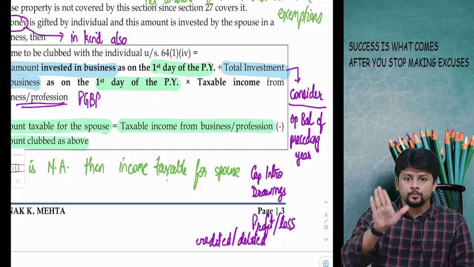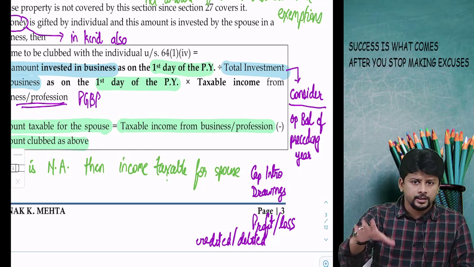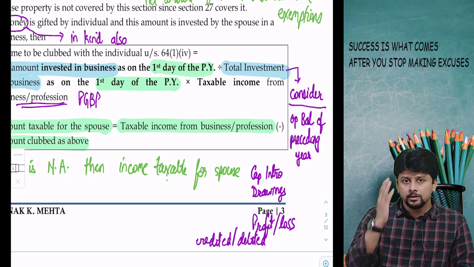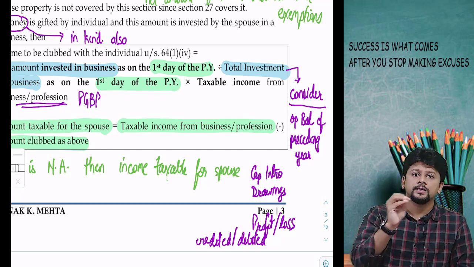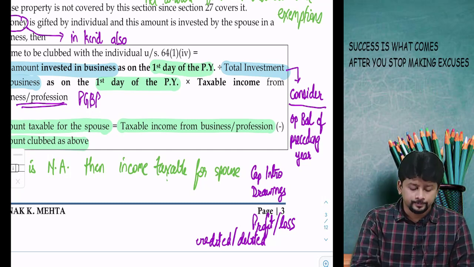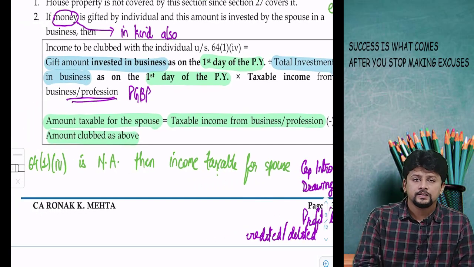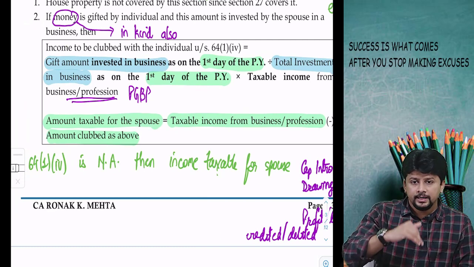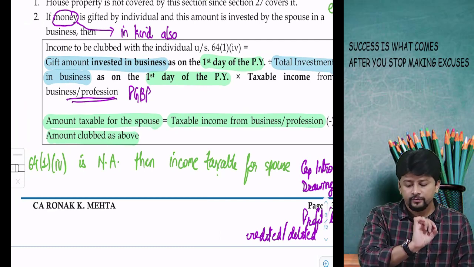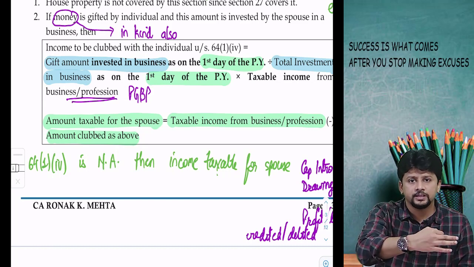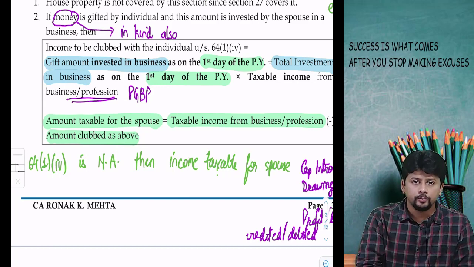You will have to prepare a proper capital account. You need not prepare it properly and show it in the solution. You can just do it as a rough working. But in your mind, you will have to take into account everything that is debited or credited to the capital account. This is what happens when money or an asset given by an individual to a spouse is specifically invested into the business. If it is invested into the business, then this proportionate clubbing formula will apply.